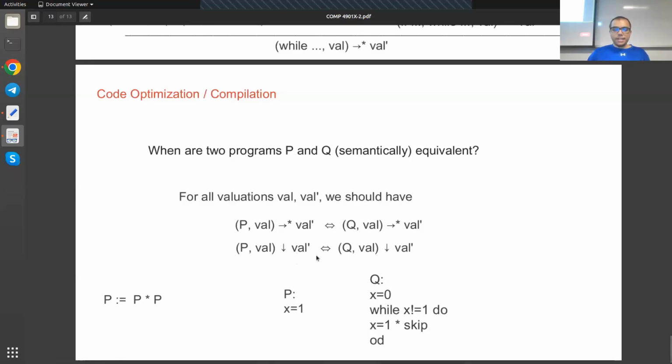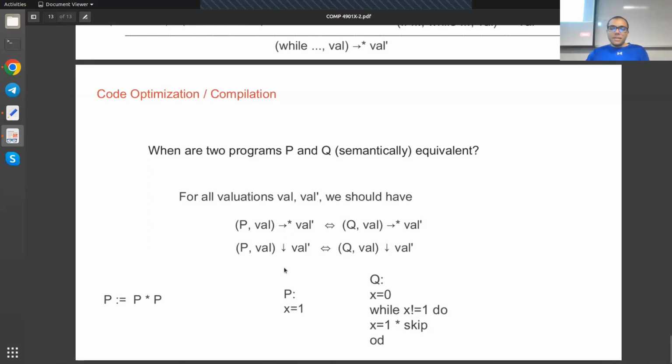This is saying that 2 programs are basically the same for me if for any given input, because we can think of this initial valuation as an input to our program, for any given input of my first program, P, the set of outputs that are possibly created by this program is the same as the set of outputs that are possibly created by the other program. Okay. And I'm talking about sets of outputs here because I have non-determinism.